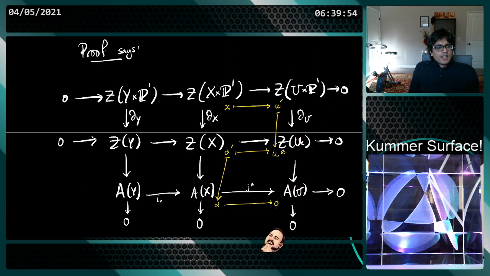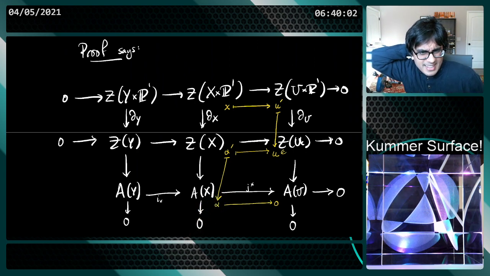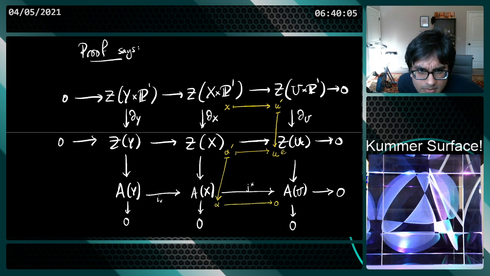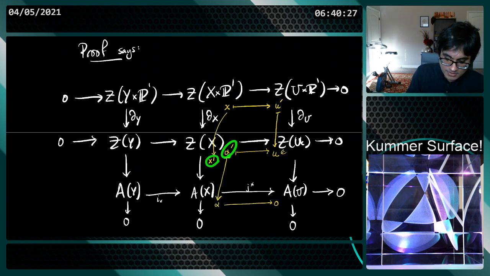Okay. Then you look at X's image down here, and I guess you subtract them or something. Is that reasonable? I think you should subtract these two. If you take this and subtract them, you'll get something that is in the kernel of this map.